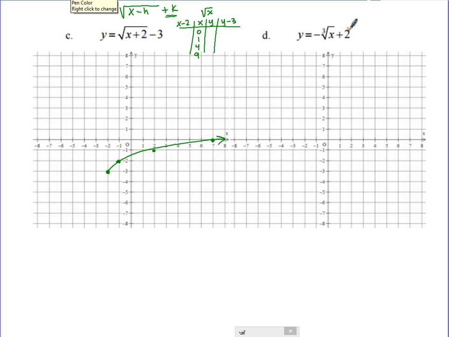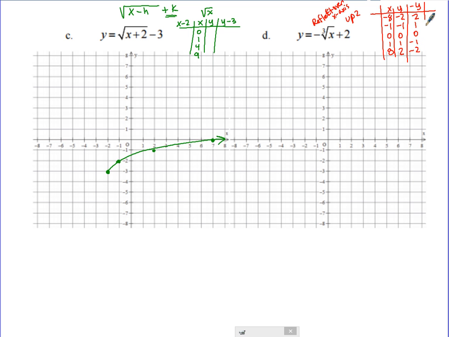This one says we're going to go up 2, and it reflected over the x-axis. Okay, I think this one we'll make a table for, just so that we're accurate. So our good cube root values: negative 8, negative 1, 0, 1, 8, and negative 2, negative 1, 0, 1, 2. We're going to reflect over the x-axis. So we're going to do the opposite of the y's. And then we're going to go up 2. So add 2 more.